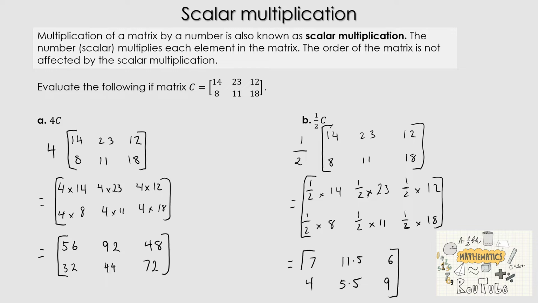Therefore, you'll see in both answers, the number of elements is not changing. Each time you multiply by a scalar, the order of the matrix is not affected. The only thing that's changing are the values inside of the matrix, so the values of the elements.